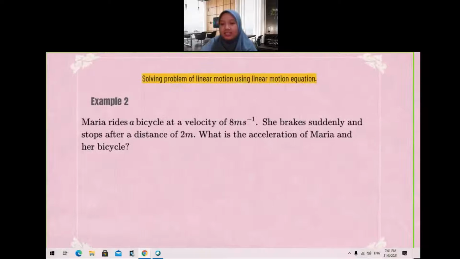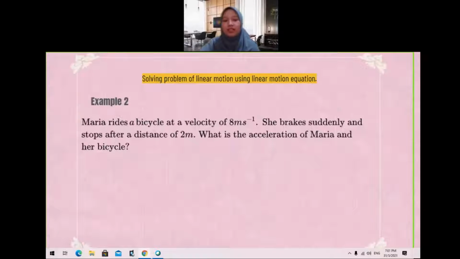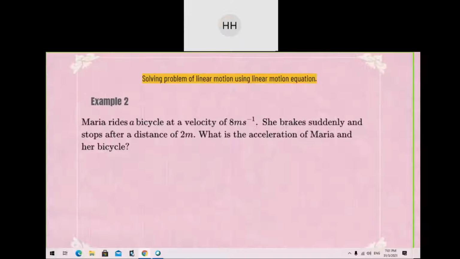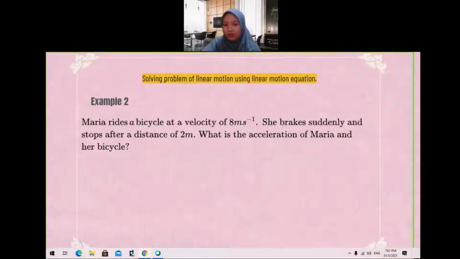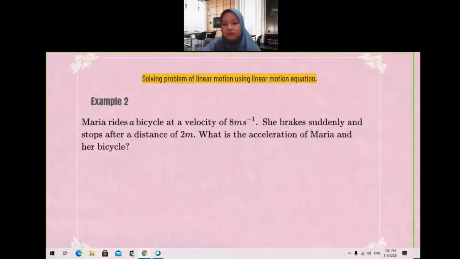Okay, next example. Maria rides a bicycle at velocity 8 meters per second. She brakes suddenly and stops after a distance of 2 meters. What is the acceleration of Maria and her bicycle? So the first thing we need is to identify the numbers involved. What numbers? 8 meters per second and also 2 meters distance. Only that?